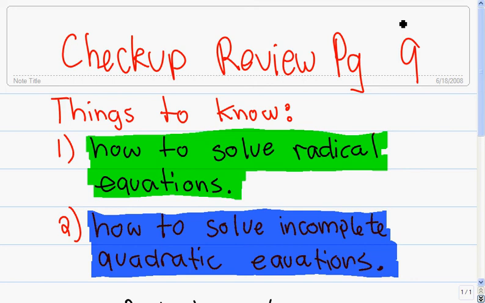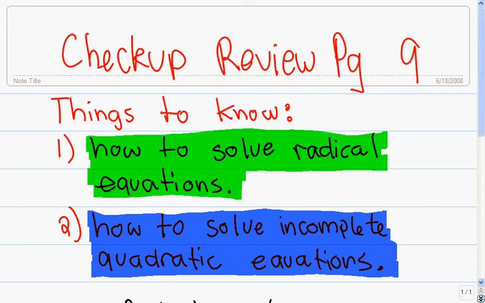This is a quick review for the checkup on page 9. If you understand the concepts that I talk about on this page, you should be able to do the checkup without looking back. The things that you need to know before you do the checkup are how to solve radical equations and how to solve incomplete quadratic equations. That's what we've been doing in the previous pages.